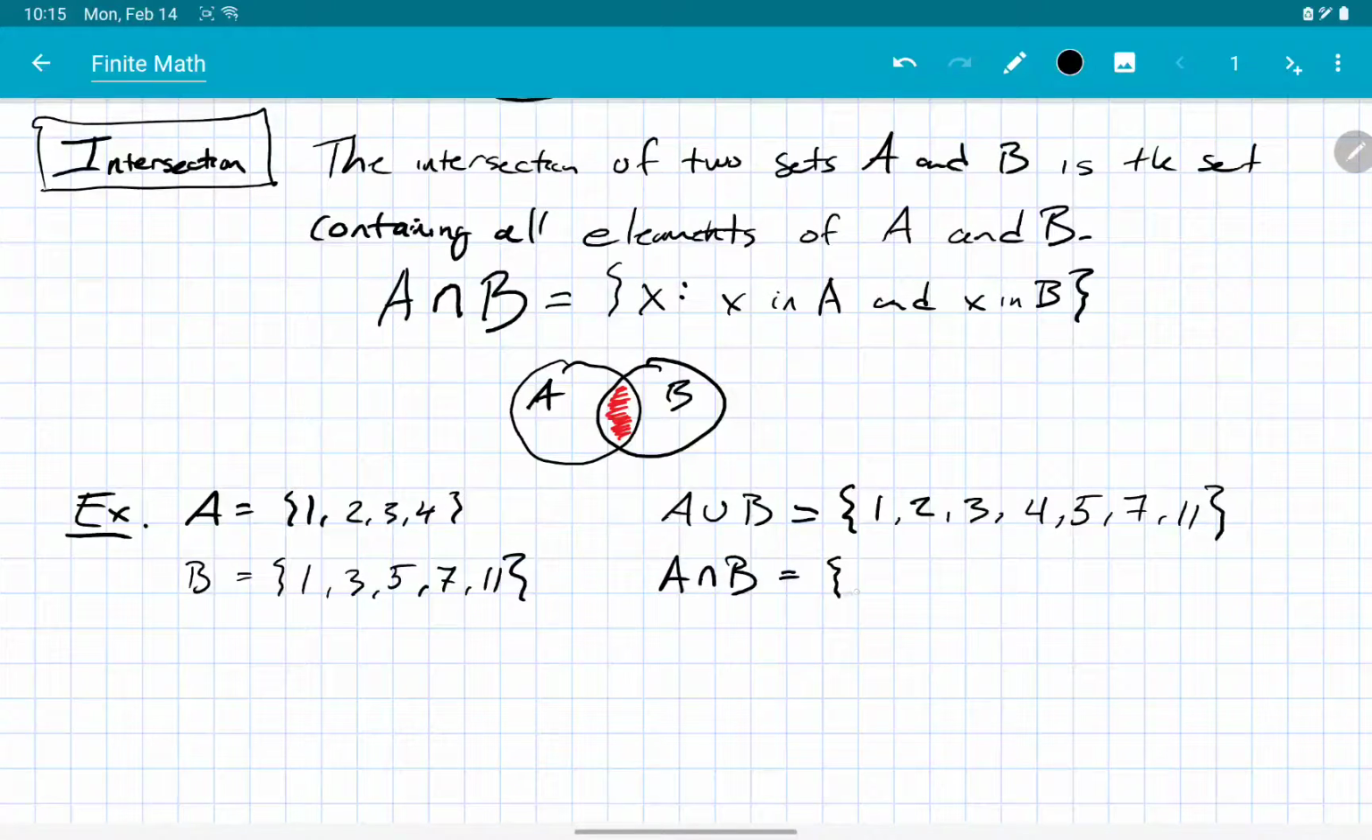Okay, the intersection is all the things that are in both. 1 is in both, and 3 is in both, but that is it. There are no other elements in common with A and B, and so the intersection is just the set 1, 3.